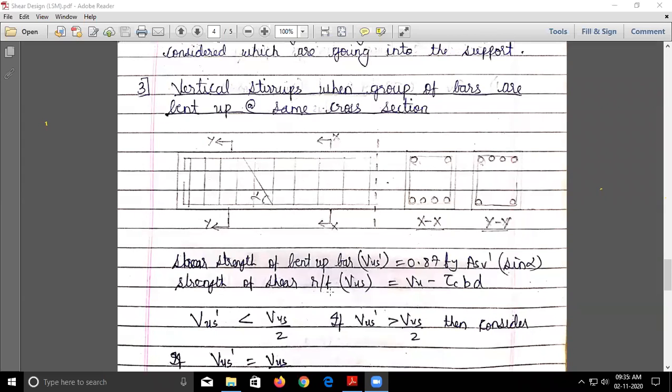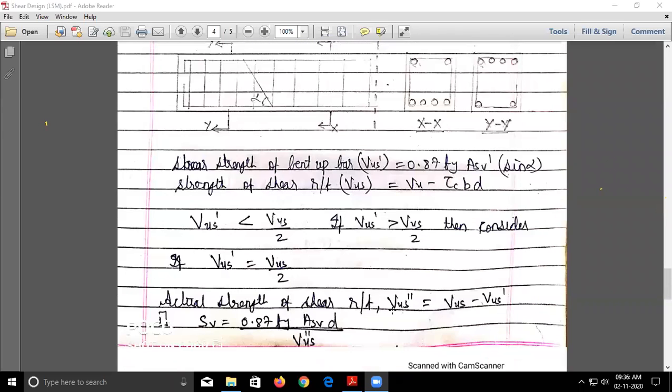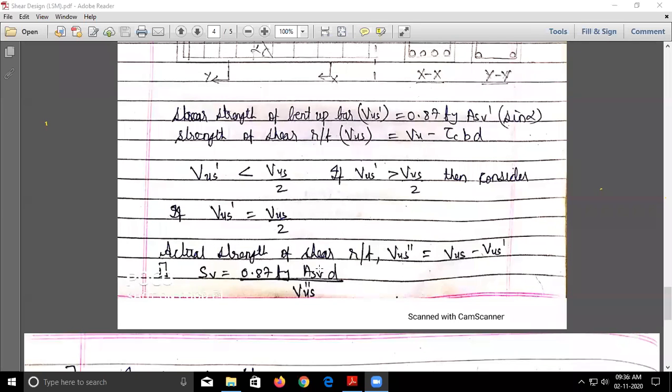Shear strength of the shear reinforcement will remain the same, Vu minus tau c bd. Now the shear strength of the bent up bars will be 0.87 fy into Asv into sin alpha. So in this case it will only be sin alpha, and not sin alpha plus cos alpha, and Asv is the area of the bent up bars. So again the same condition which we have discussed, and the actual shear reinforcement will be Vus minus Vus dash, and the spacing will be the same.